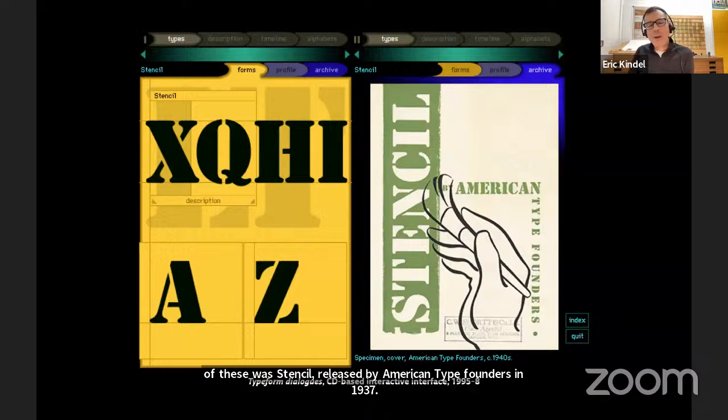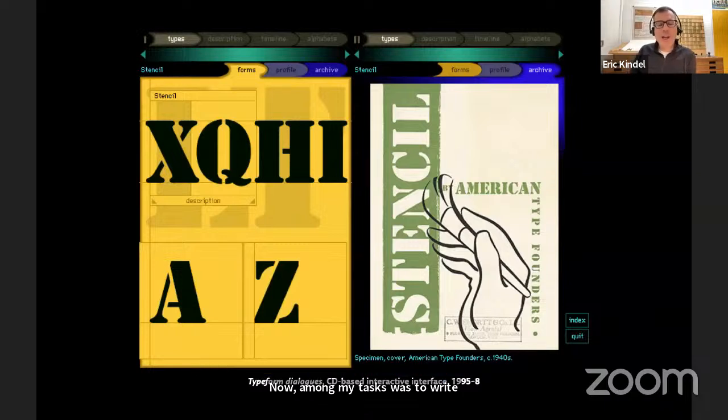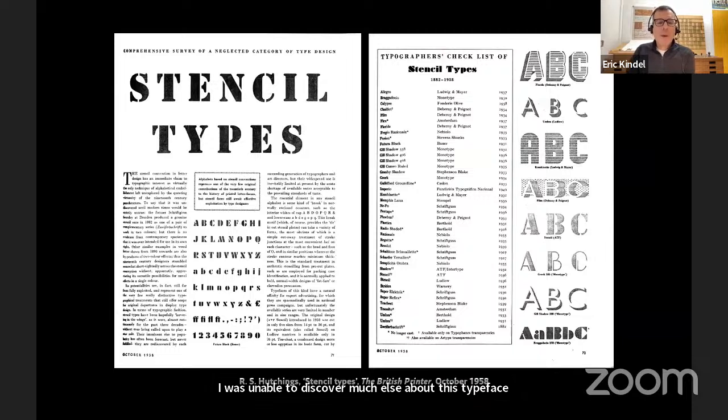Now, among my tasks was to write a profile of each type, and when it came to ATF Stencil, I drew a blank. Apart from a bit of information about its production, I was unable to discover much else about this typeface or about stencil letters in general. About the only source that came to hand was this article by R.S. Hutchings, published in 1958. And while its checklist of stencil types was commendable, its criteria for what constituted one were rather broad. And ultimately, Hutchings wasn't able to tell me what I most wanted to know, which was the longer story of stencil letters, their uses, and their sources.